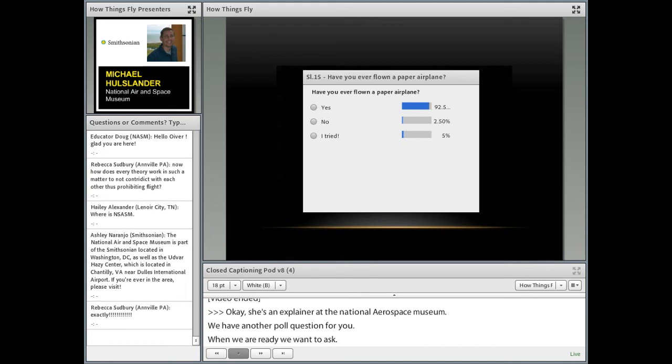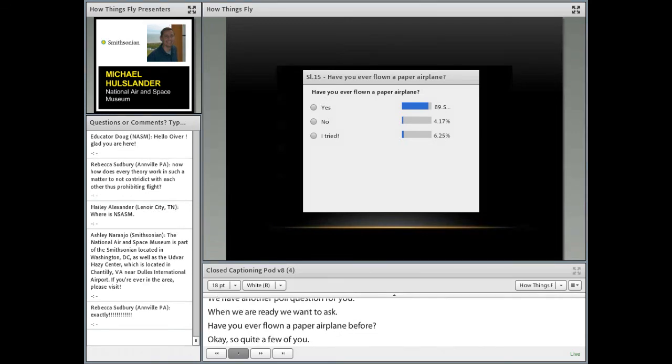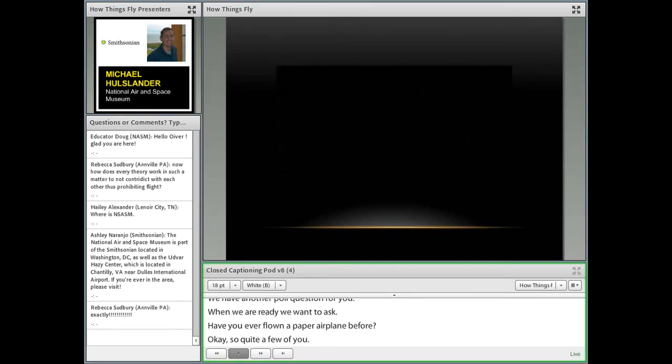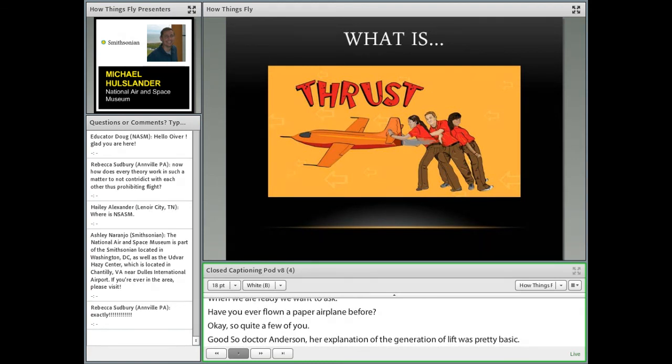Oh, okay. So quite a few of you have built and flown a paper airplane before. Good. So Dr. Anderson, Jamila's explanation of the generation of lift was pretty basic. Was there anything you would like to add to that? I think it sort of stands by itself.